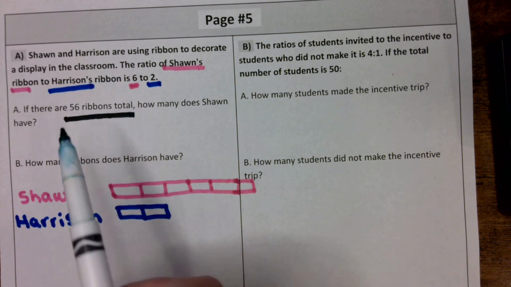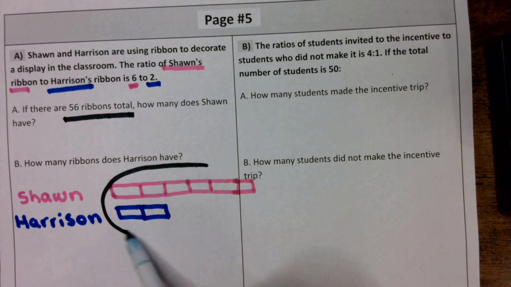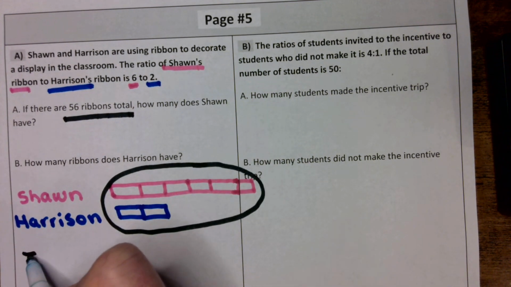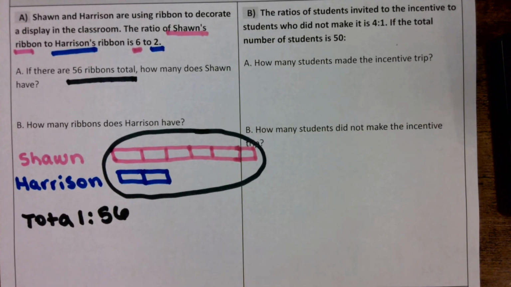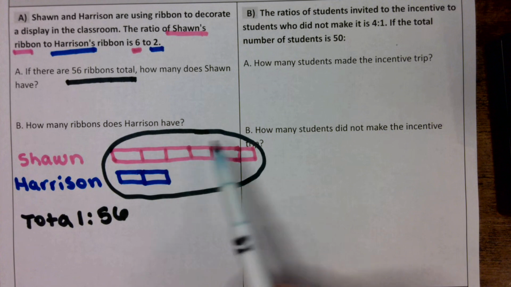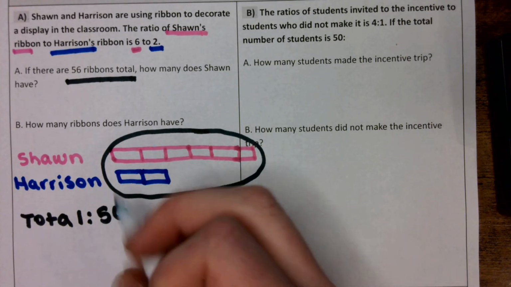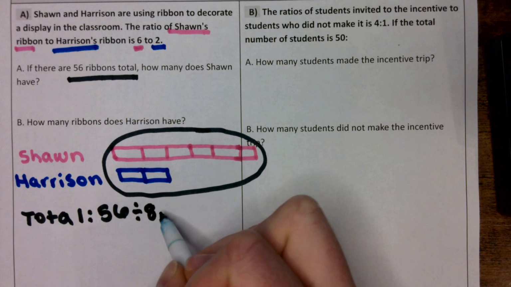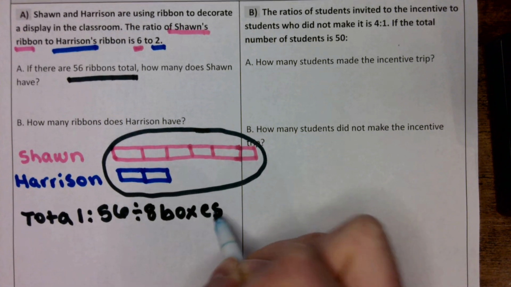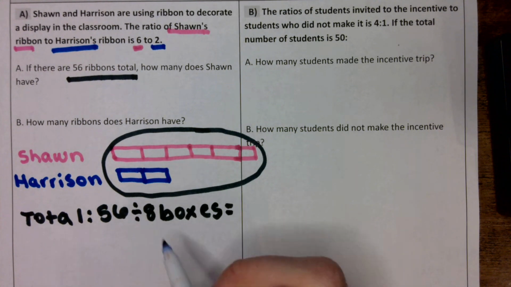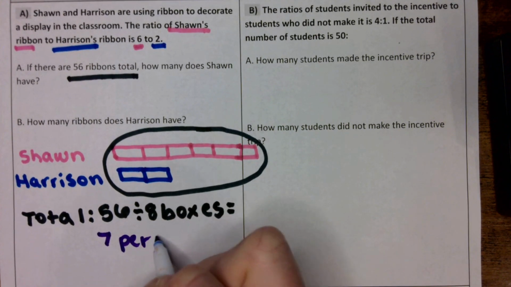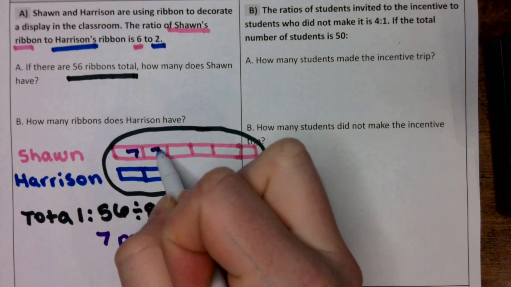So it says there are 56 ribbons total. So I'm going to go ahead and circle all of my boxes. I'm going to write total 56. And I know I need to split up that 56 equally into however many boxes we have. So we have 6 for Sean, 2 for Harrison. So that's a total of 8 boxes. So I'm going to do 56 divided by 8 boxes. 56 divided by 8 is 7. So that's 7 per box.